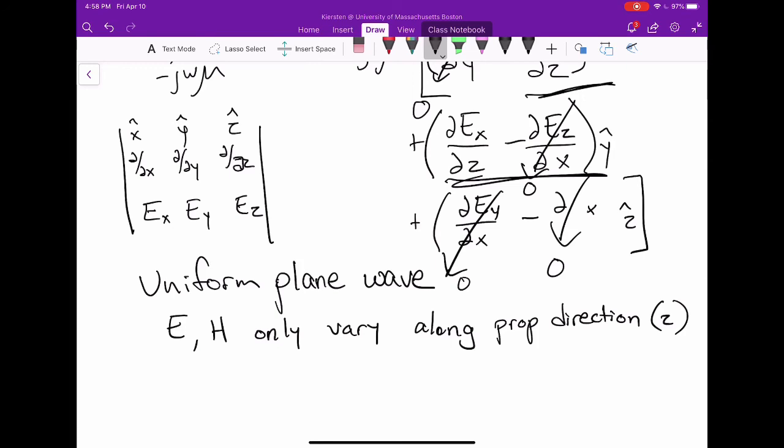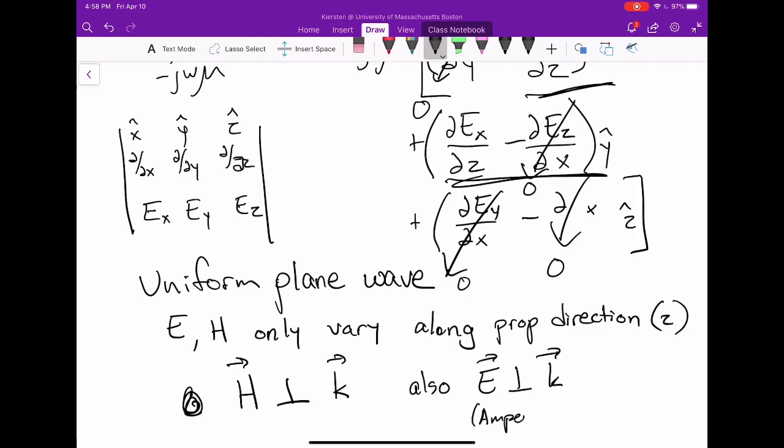Meaning that the magnetic field here must be perpendicular to our propagation vector. And if you did the same thing using Ampere's law to start with instead of Faraday's law, you would get that the electric field is also perpendicular to the propagation vector. So that's our second example.